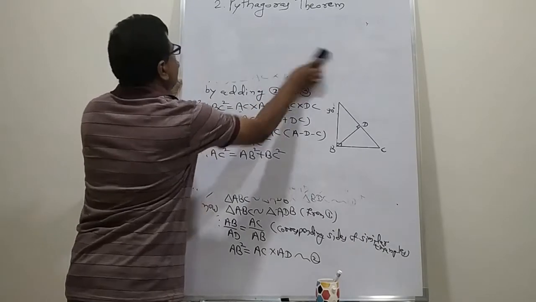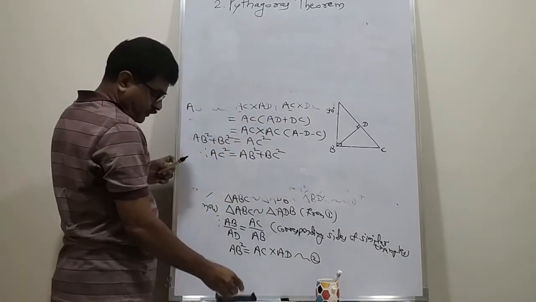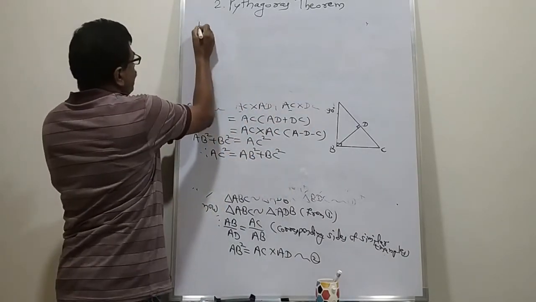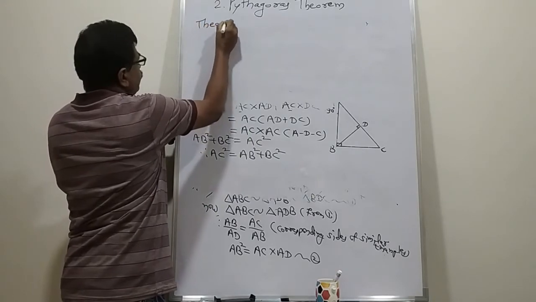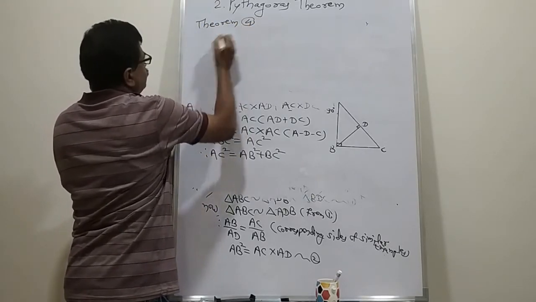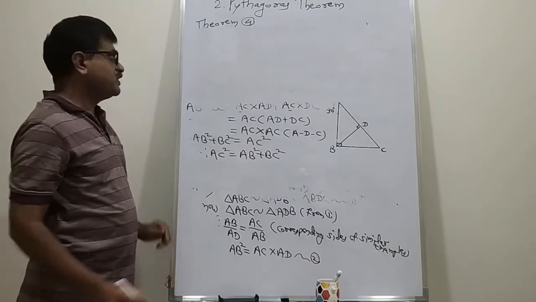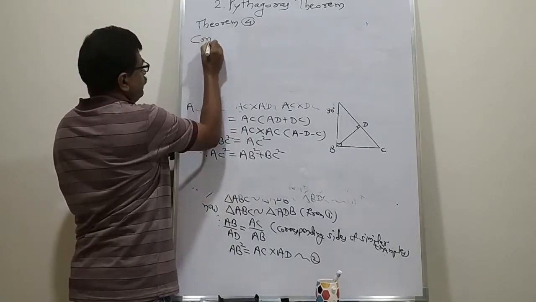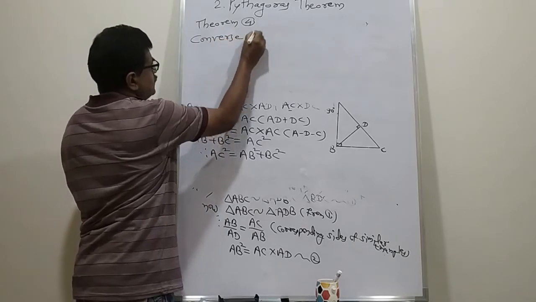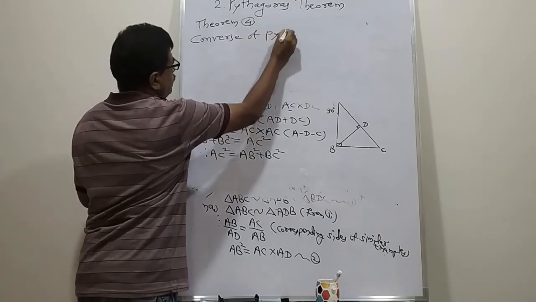Now we take the next theorem, theorem number 4, that is converse of Pythagoras theorem.